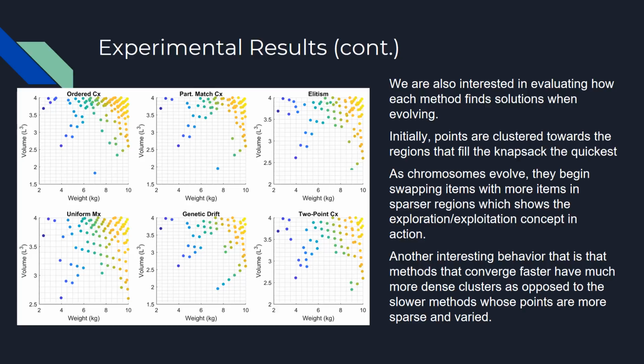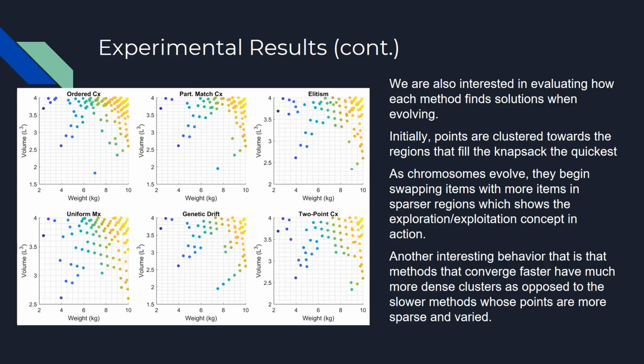Beyond just seeing the convergence time, which is the overall best estimator of efficiency of the genetic algorithm, we were interested in seeing more of the nuts and bolts of the problem, evaluating how each method finds the solutions while it evolves. So the best way for us to do that was to actually plot which chromosomes or which genes were chosen during a select generation by each of the methods.